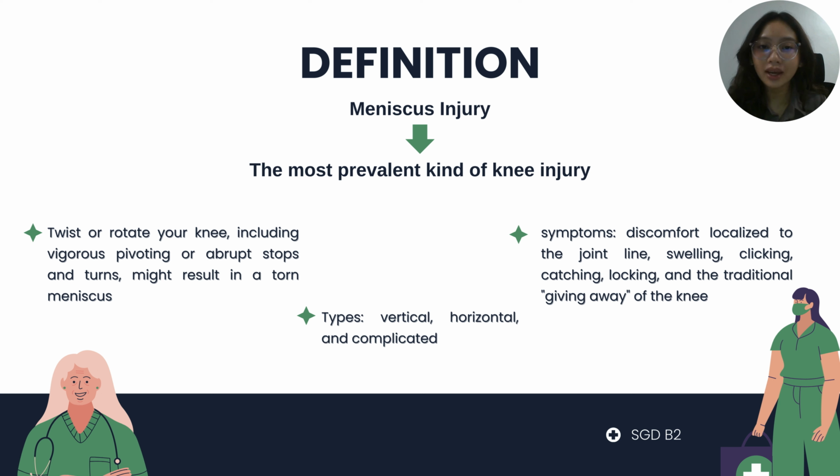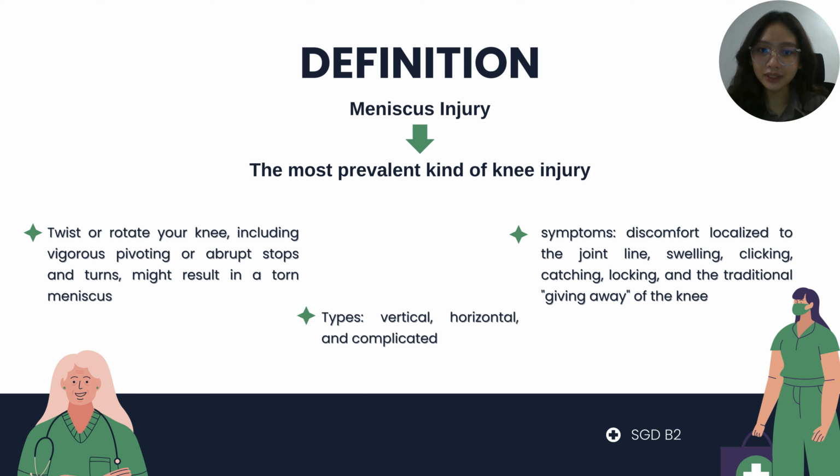Meniscus injury is the most prevalent kind of knee injury. Any activity that leads you to violently twist or rotate your knee, including vigorous pivoting or abrupt stops and turns, might result in meniscus injury. A torn meniscus can occasionally result from even kneeling, deep squatting, and lifting something heavy.